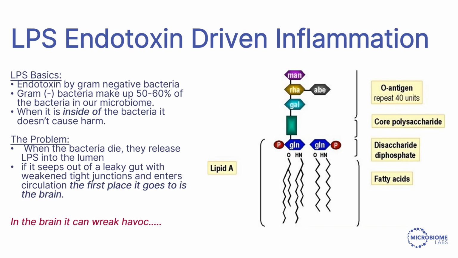But the problem is when the bacteria die, they release LPS into the lumen of the colon. Now, if this patient has leaky gut and weakened tight junctions, the LPS can seep through those weakened tight junctions and enter circulation. Now, one of the first places that it will go to is the brain. And when it reaches the brain, it can wreak havoc.